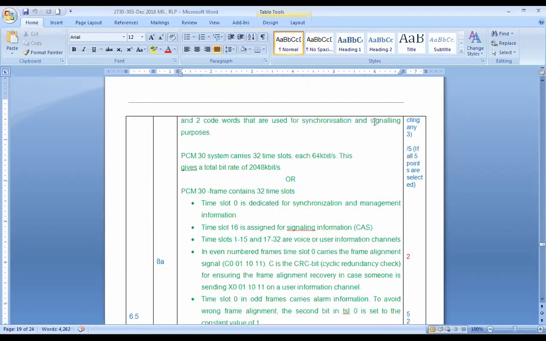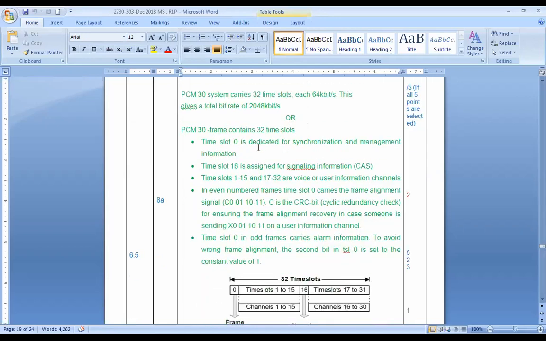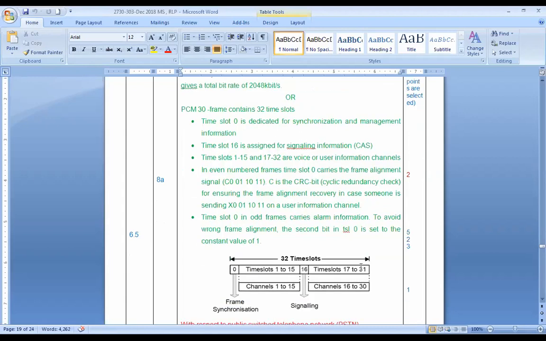So, synchronization and signaling. Fine. A PCM30 system carries 32 time slots, each 64 kbps. Each time slot that you can see here is numbered 0 to 31, so that makes 32, and 2 are exclusively kept for signaling and synchronization: 0 and 16, just at the start and middle. They are kept for different purposes.